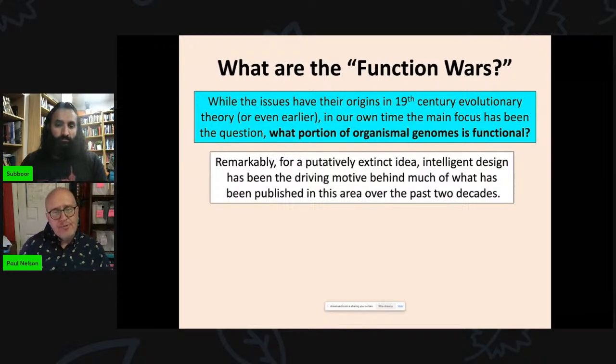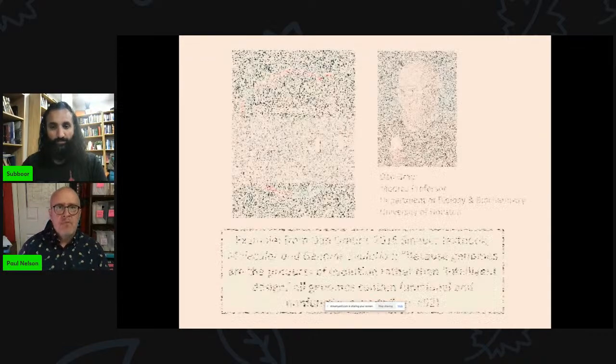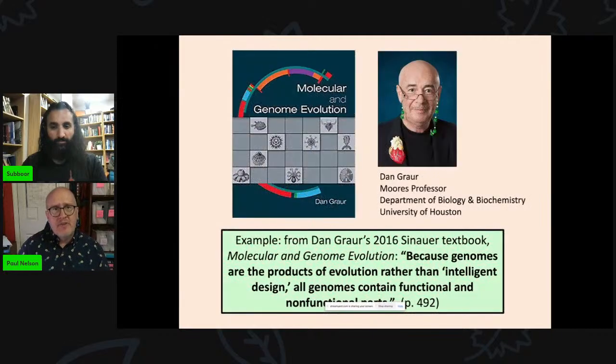Now, it's remarkable for an idea that supposedly died in the mid-19th century with the publication of The Origin of Species, namely intelligent design, it still is very much the driving motive behind much of what has been published in this area over the past 20 years. To be more precise, dislike or loathing of intelligent design has been the driving motive. So it's easy to multiply examples on this head.